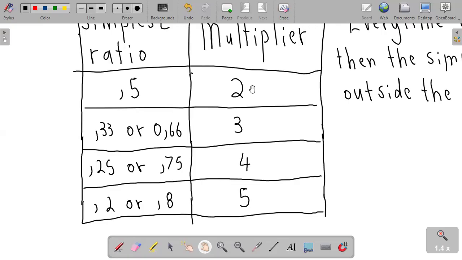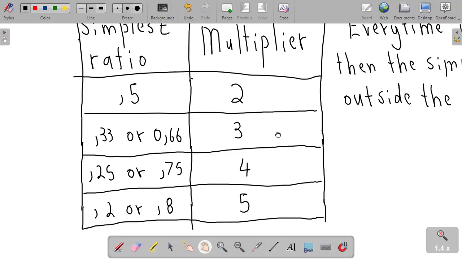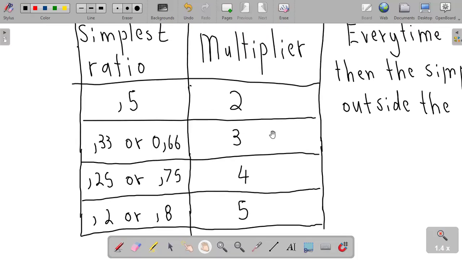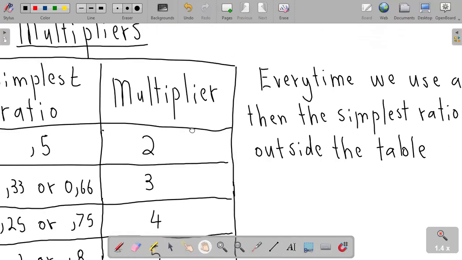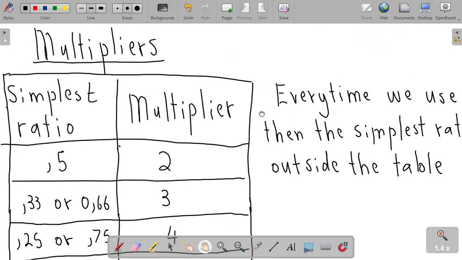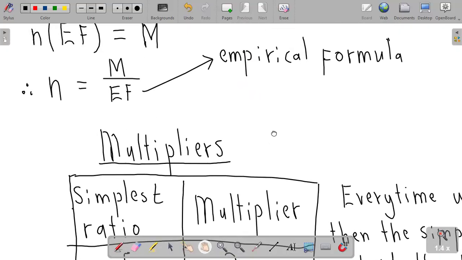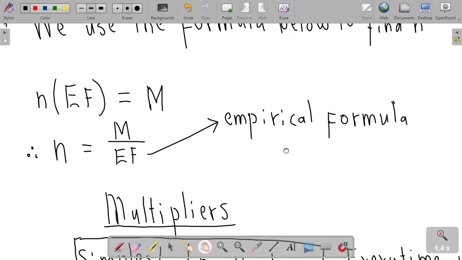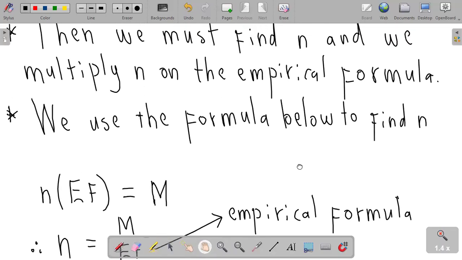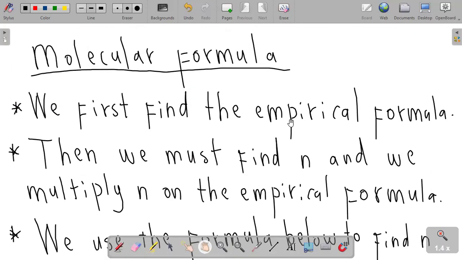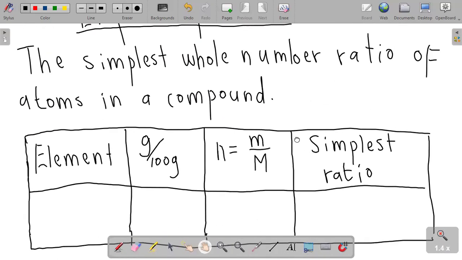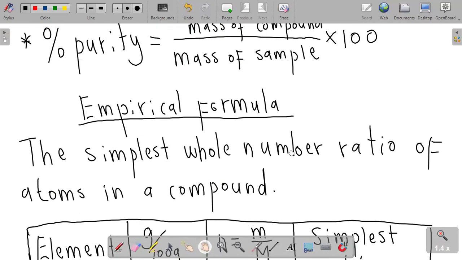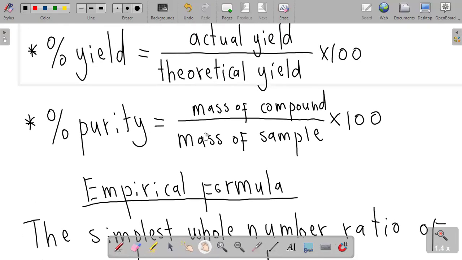So I think let's leave it here for lesson 3, and you can leave your questions in the comment section. In the next lesson, we're going to do examples where we're calculating the empirical formula, the percentage purity, and the percentage yield.